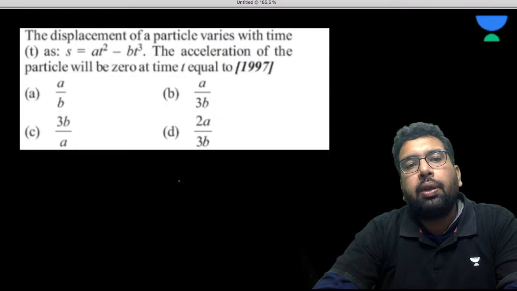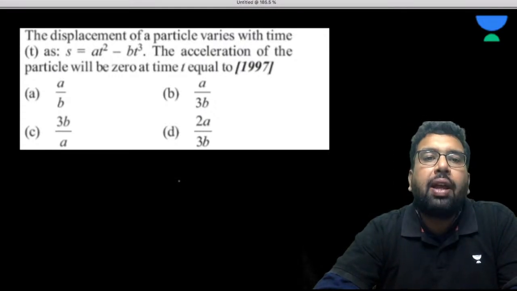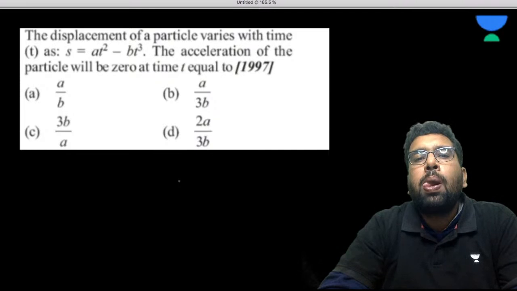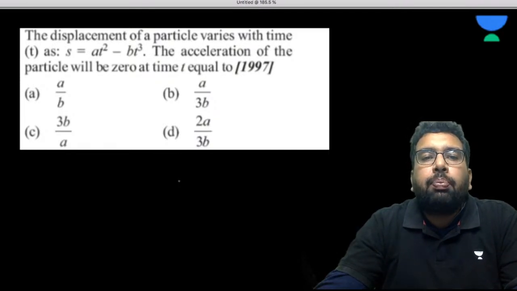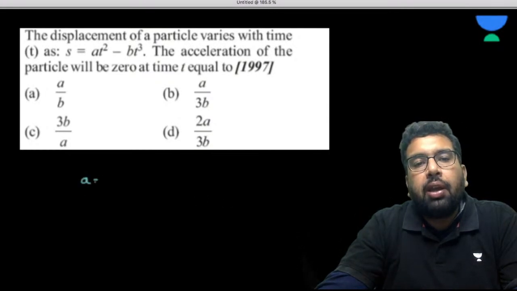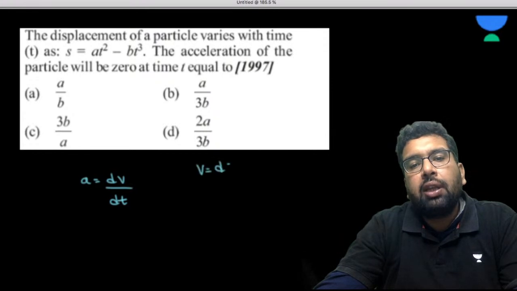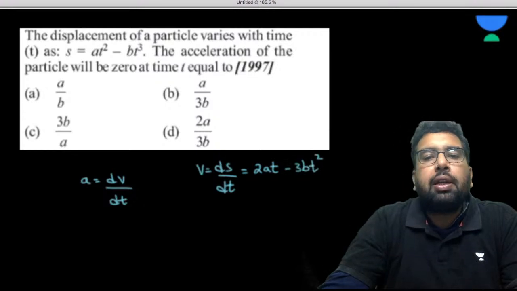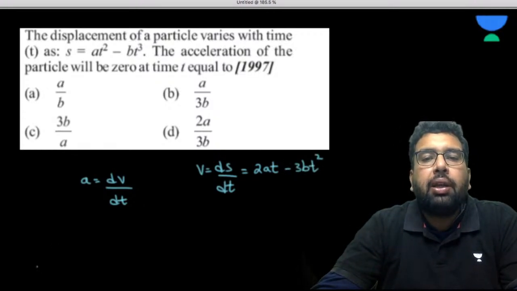So how could we do it? The displacement of a particle varies with time as s equals at square minus bt cube. The acceleration of the particle will be 0 at time t equal to what? So what is going to be the acceleration? The acceleration is dv by dt. Now what is this v? v is ds by dt. So if I find ds by dt, it will become 2at minus 3bt square.